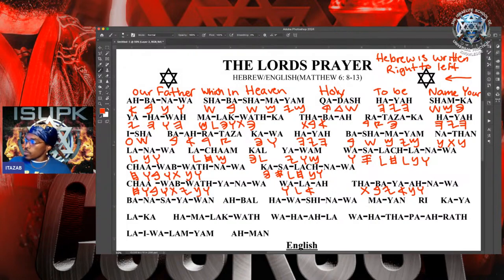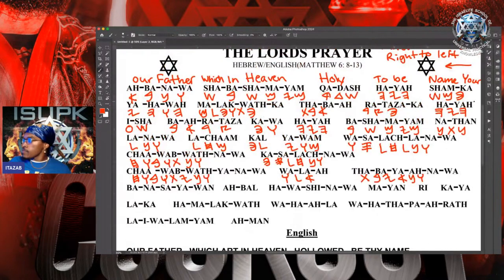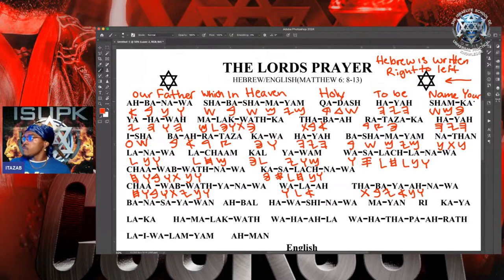All right, one second. All right. So wa la is and not to. Tabaya'a is lead. The root word for tabaya'a is lead. Nawa is our possessive pronoun, which means us. And to not lead us.